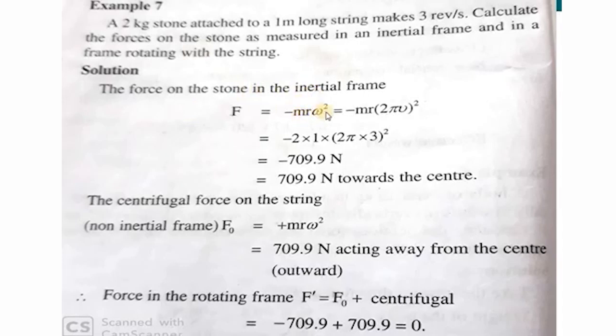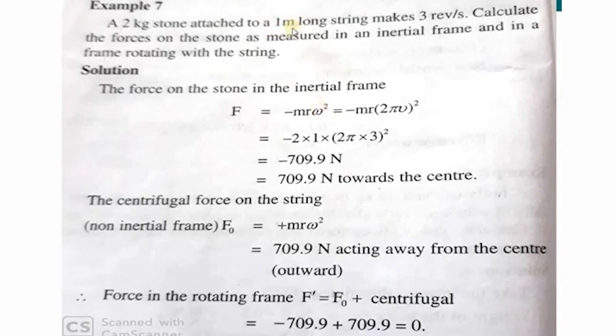what? Mr omega square, that is centrifugal force. And omega is what? 2 pi nu. And nu is given. Nu is 3 revolutions per second. So it is minus mr 2 pi nu whole square. So it will be minus 2. 2 is the mass, 1 meter. I mean, r is 1 meter. That is the radius of the circle is 1 meter.